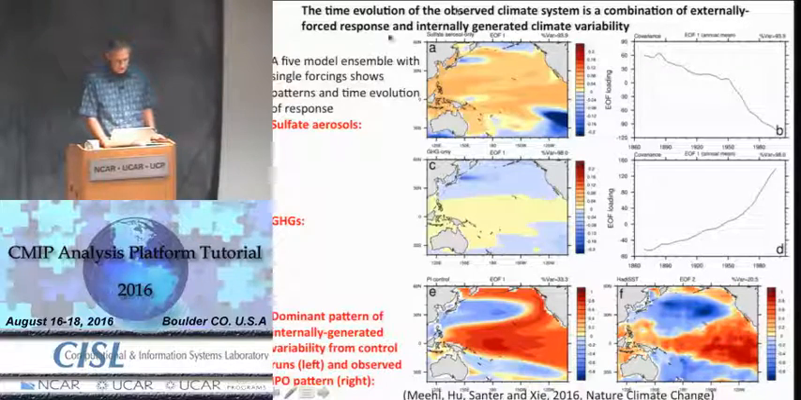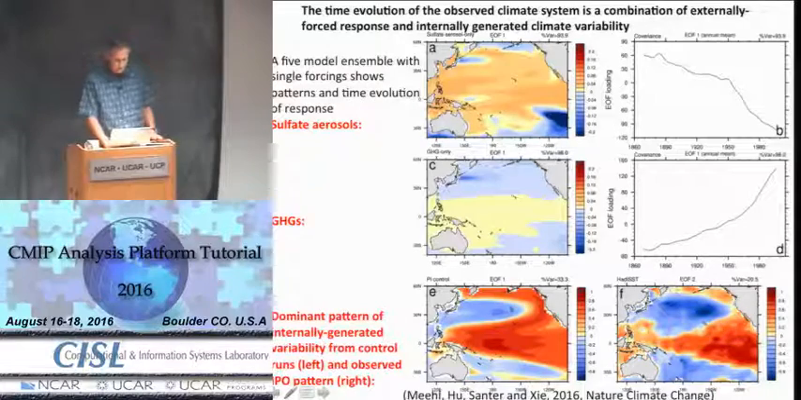So in this case, we used a 5-model ensemble, 5 models that had single forcings of just sulfate aerosols only, greenhouse gases only, and then long pre-industrial control runs to see what the internally generated variability was. So basically, this is the first EOF of sulfate aerosols only. It's got this pattern. The PC time series is going down. So basically, all these areas here are going to get cooler as the aerosols increase over the 20th century. Greenhouse gases are kind of warming everywhere.